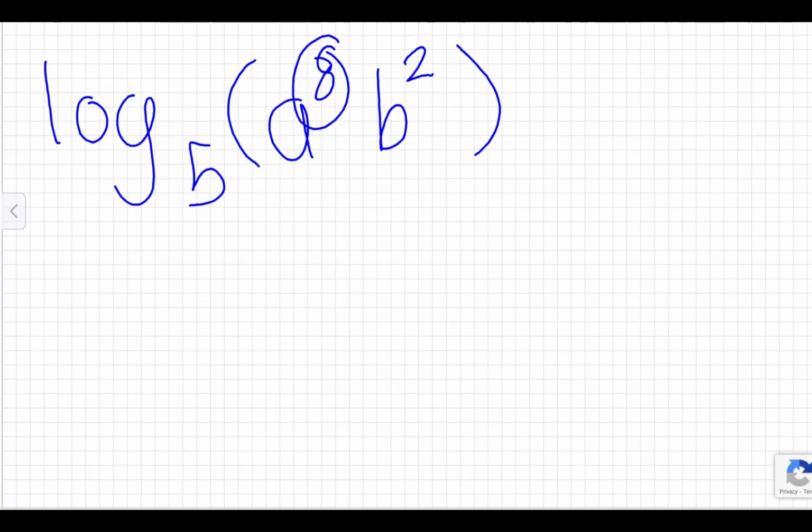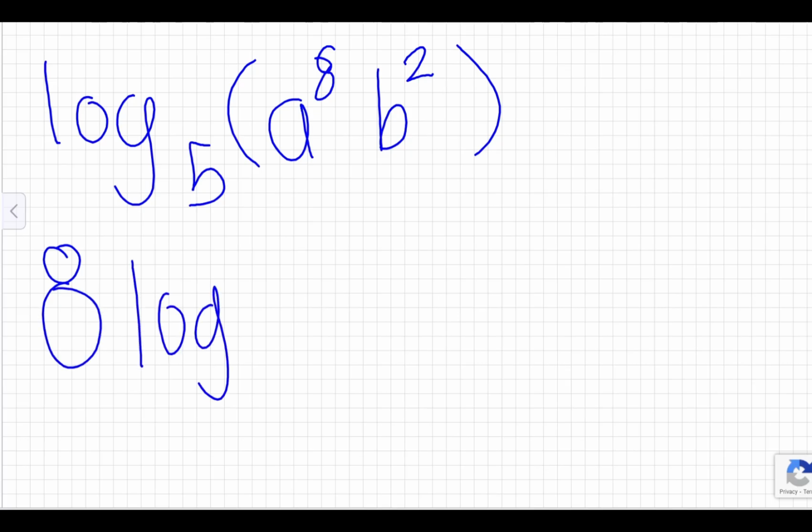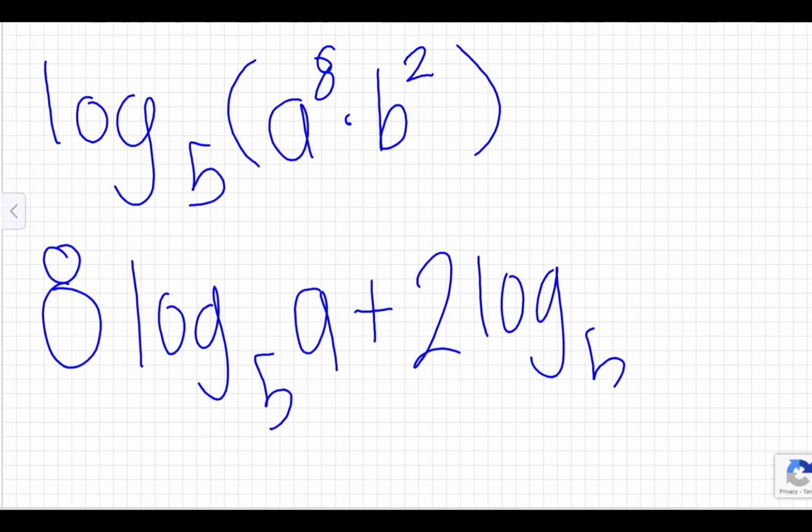Okay, we see there's 2 exponents right here, so we're going to put these exponents first. So we're first going to do a. So a's exponent is 8, and we write 8 log base 5 of a. And since we're multiplying these, we put an addition sign. And then this guy's exponent is just 2, so we put 2 log base 5 of b, and you're done expanding this logarithm expression.